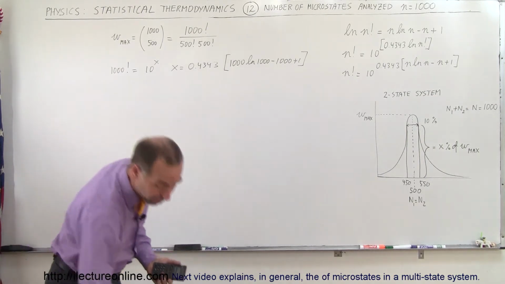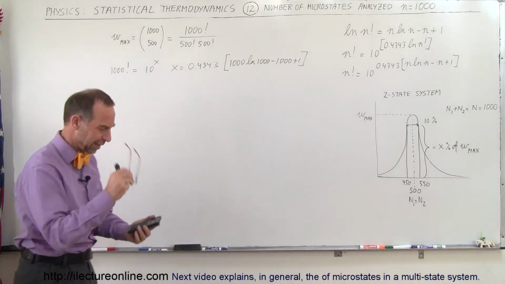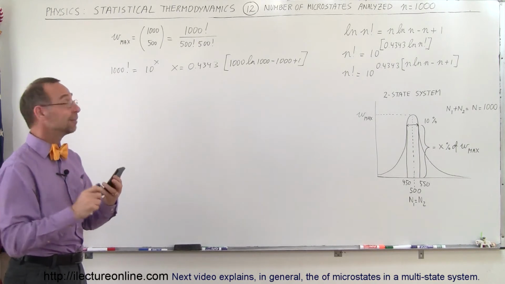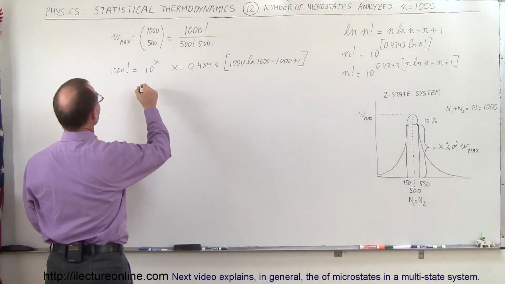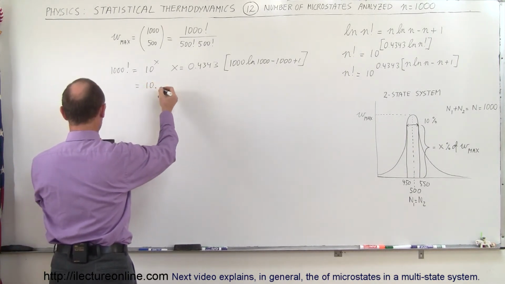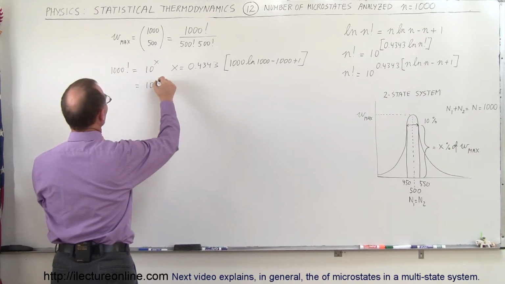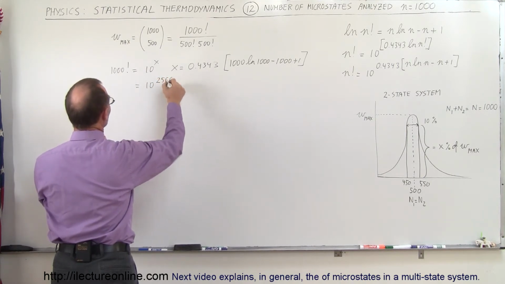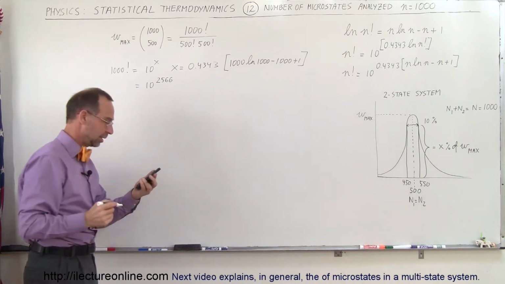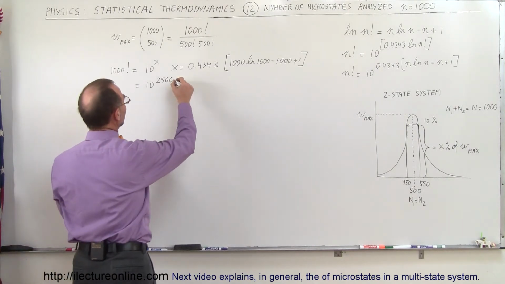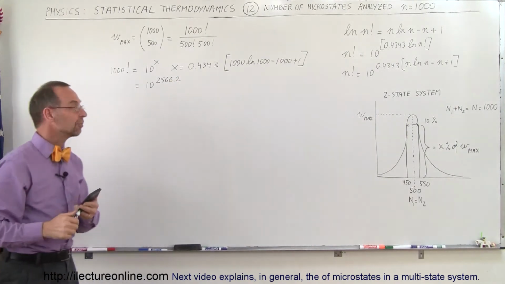256.6, I believe, and let me put on my glasses to make sure I know where that decimal point is. I'm glad I did put on my glasses, because it turns out that this will be equal to 10 raised to the 2,566th power. So that's an incredibly large number. I'll put 0.2 just in case we need to find an accurate value there.